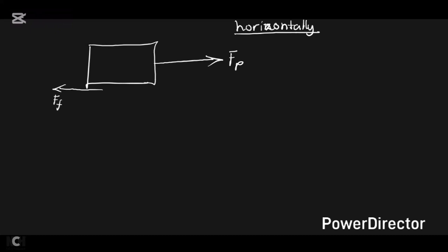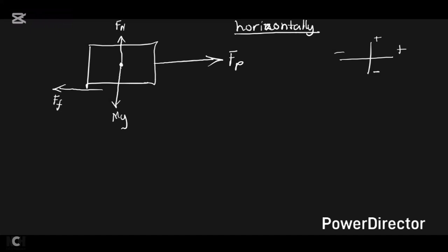Then our forces in the y-axis will have the normal force going up, and down here we have the gravitational force. For us to find the summation of all the forces acting on this object, remember that according to the Cartesian plane, this direction is positive, this one is negative, this one is positive, and this one is negative.